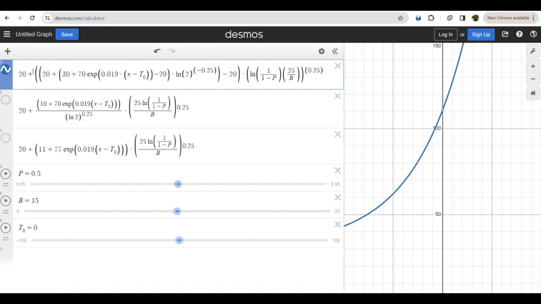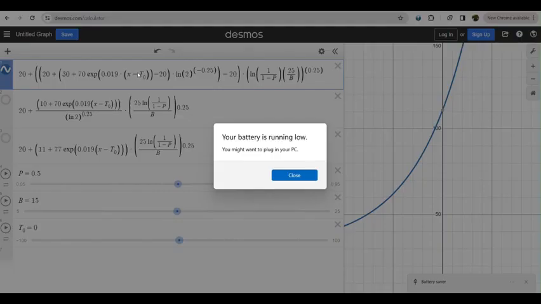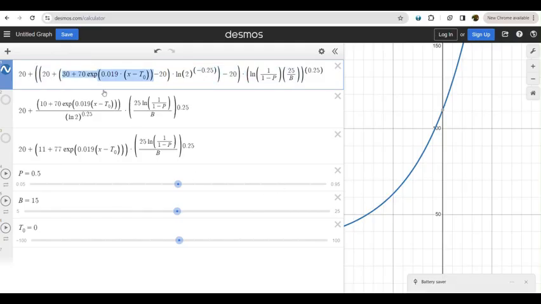So first off, we have the API 579 equation. Let's start from the middle here and go back to prove that this is the same equation as what's in API 579. Okay, I'm going to flip back and forth. So in the middle, we have 70 exponent 0.019 times x minus t naught plus 30. So 30 plus 70 exponents.